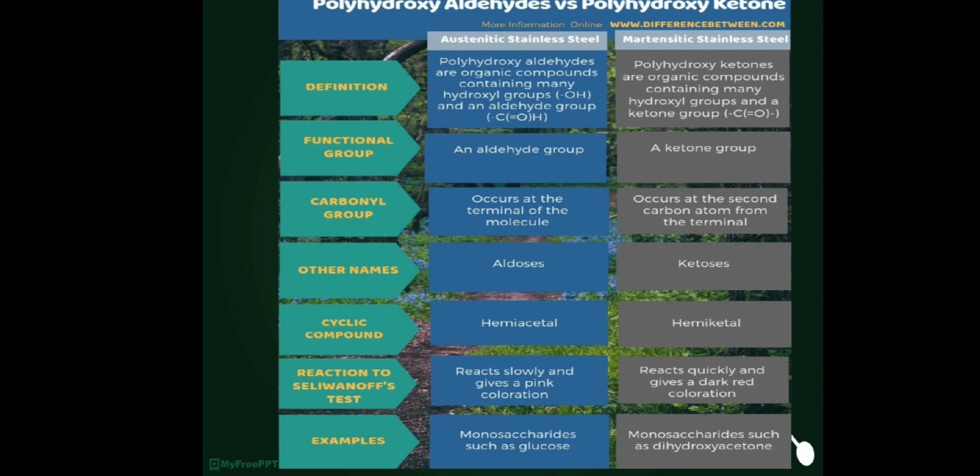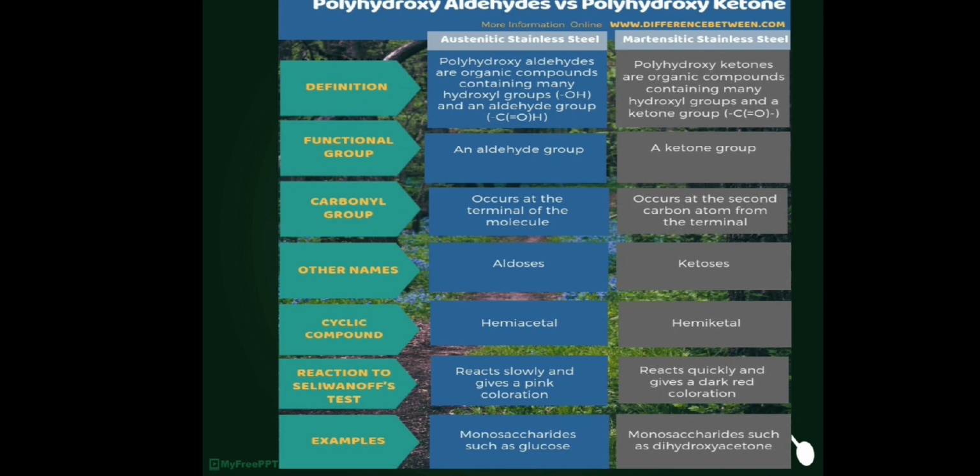In the carbonyl group, polyhydroxy aldehydes occur at the terminal of the molecule. When we say at the terminal of the molecule, you will see it at the above or first carbon in the structure. While the polyhydroxy ketone occurs in the second carbon from the terminal of its structure. Our other names for them: polyhydroxy aldehydes are called aldosis, and polyhydroxy ketones are called ketosis. For the cyclic compound, we have hemiacetal and hemiketal. Hemiacetal for polyhydroxy aldehyde and hemiketal for polyhydroxy ketone.